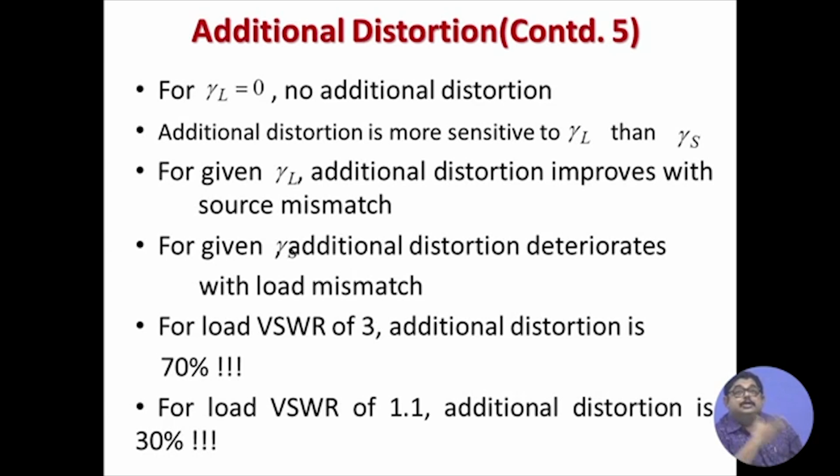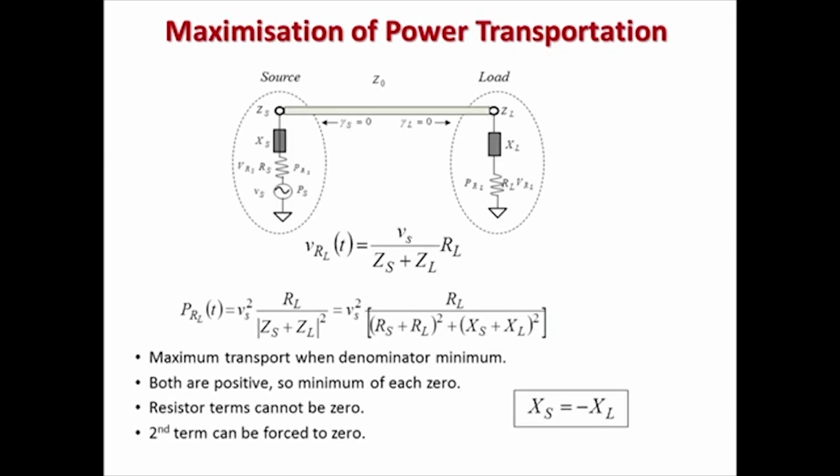So, you see there is always a high chance of distortion if you have a good amount of mismatch between the load and the transmission line. Now, let us try to find out under what condition this power can be maximized.